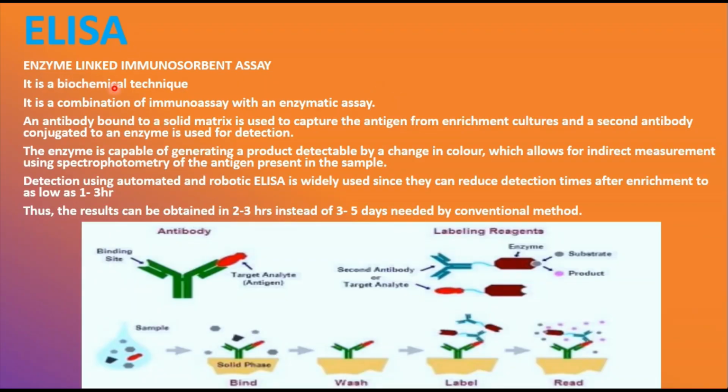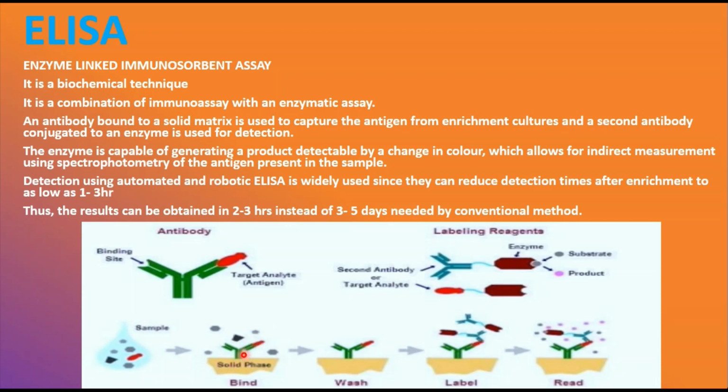Then moving to the ELISA, enzyme linked immunosorbent assay. It is a biochemical technique, obviously, which combines immunoassay with enzymatic assay. So an antibody bound to a solid matrix is used to capture the antigen from enrichment cultures, and a secondary antibody that is used here is conjugated with an enzyme which is used for the detection process. That means this enzyme conjugated with the secondary antibody will bind only to the antigen antibody complex. If the sample contains the antigen, then obviously both will form a complex.